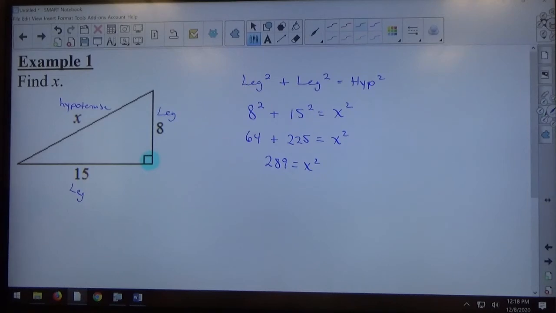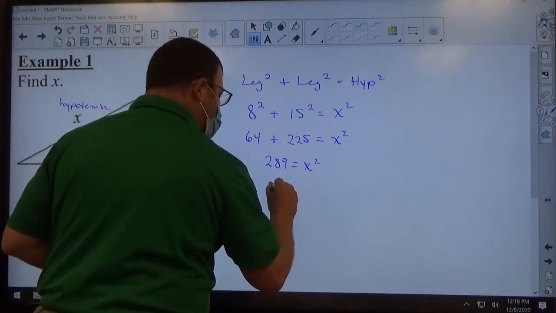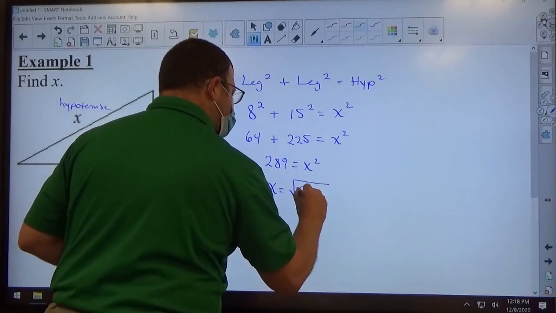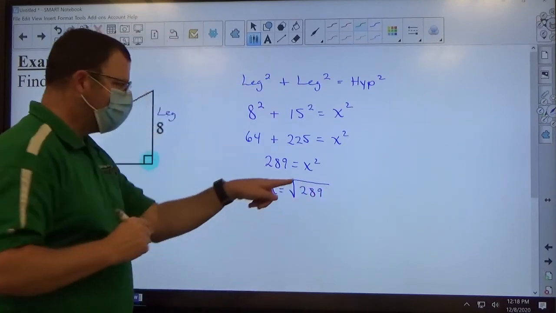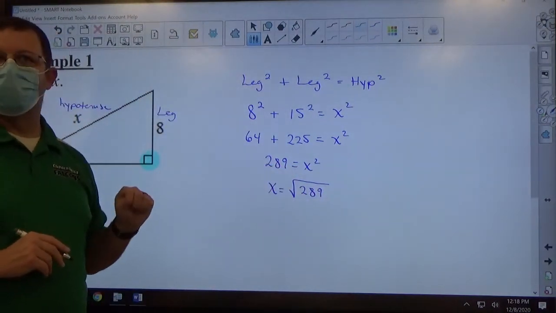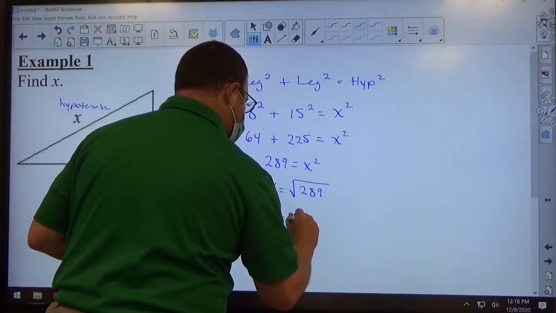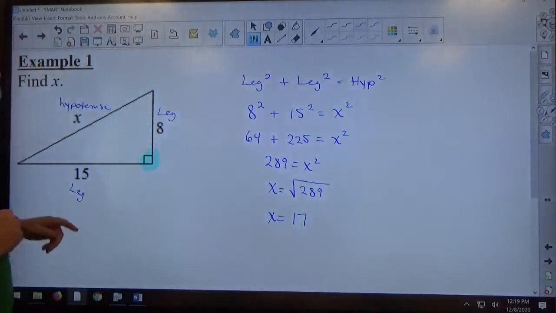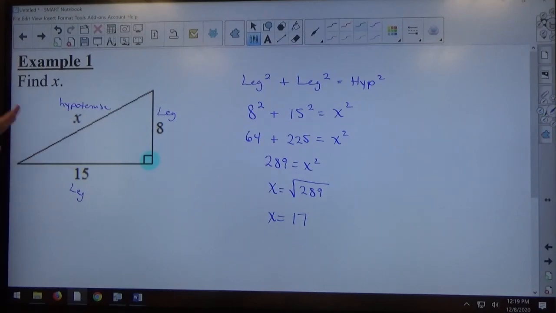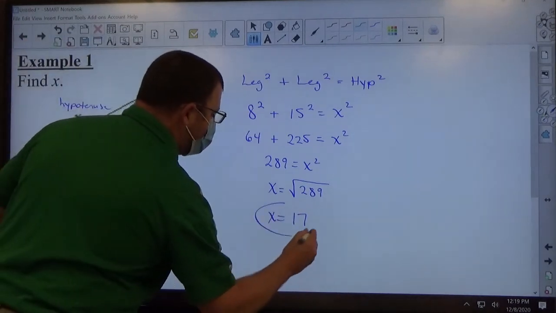When you get to this point, the task is to take the square root of both sides. The square root of x squared is x. The square root of 289 is going to be the answer. Again, use a calculator as necessary to evaluate. x is going to equal 17. There are no units on this triangle, so I don't have to put units on my answer. But again, if units are in your problem, you should put units in your answer. So the missing side here is 17.